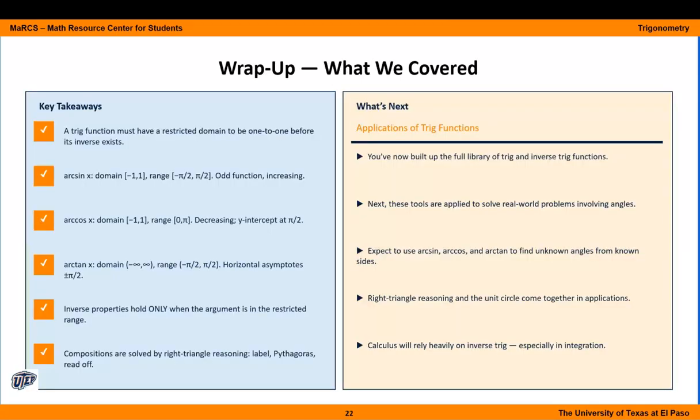Let's summarize. We learned that trig functions must be restricted before defining inverses. We defined arcsine, arccosine, and arctan. We saw how inverse properties work and when they fail. And we used right triangles to evaluate compositions.